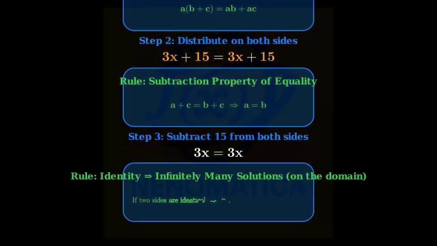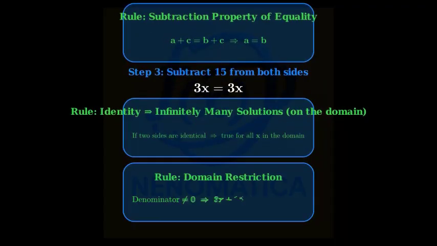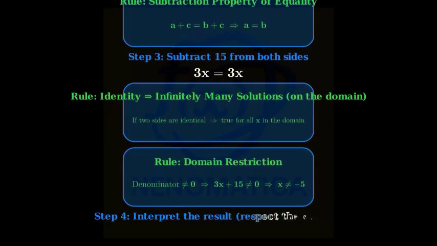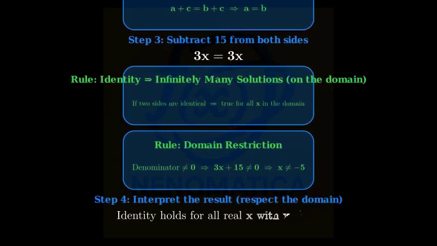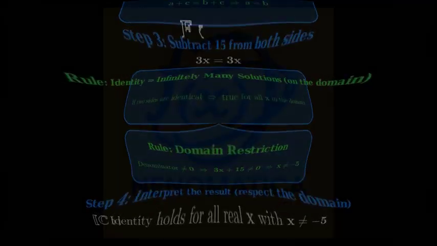Step 4. Interpret the identity. Because both sides match, the equation holds for all real numbers that keep the original denominator non-zero. The domain restriction is 3x plus 15 not equal 0, which means x is not equal to negative 5. Therefore, the solution set is all real numbers except negative 5.